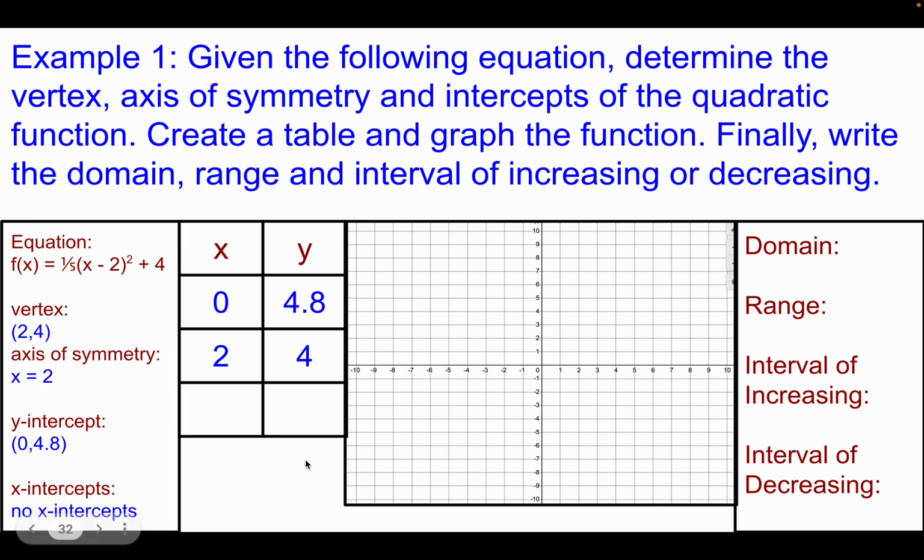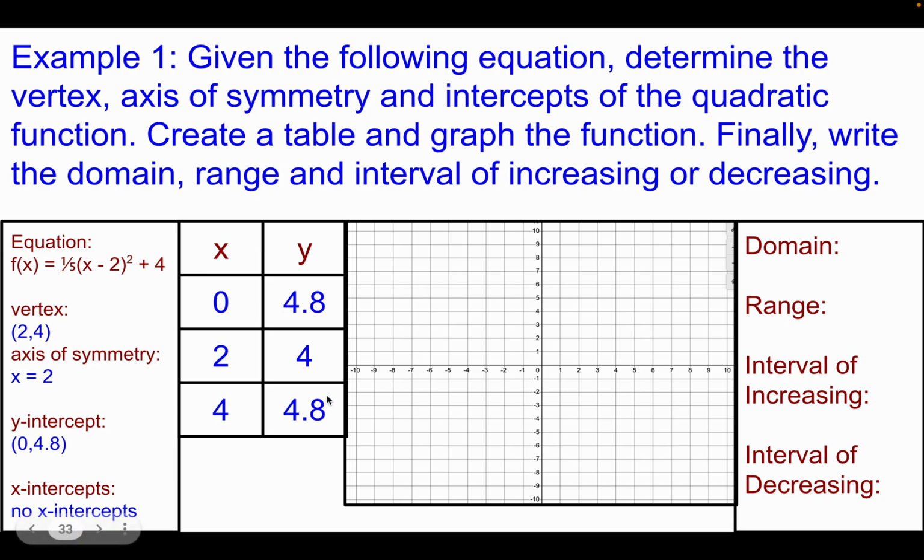And then because parabolas have symmetry, that means that points that are an equal distance from the vertex will have the same y value. So our vertex was at (2, 4). Our y-intercept is 2 points before the vertex. So if I pick a point that's 2 points after the vertex, it will also have a y value of 4.8. You can prove this is true by just putting 4 in for x in the equation, and it'll spit out 4.8.